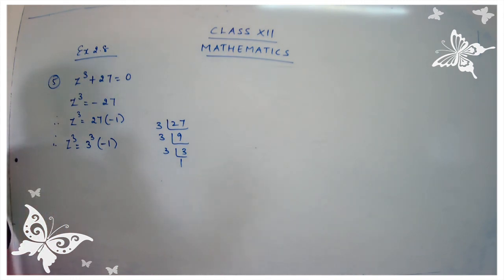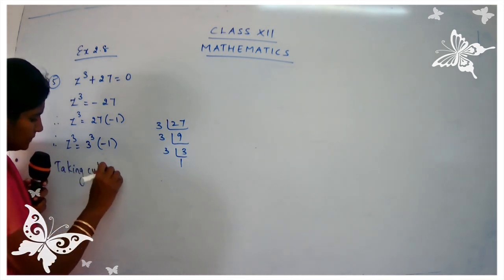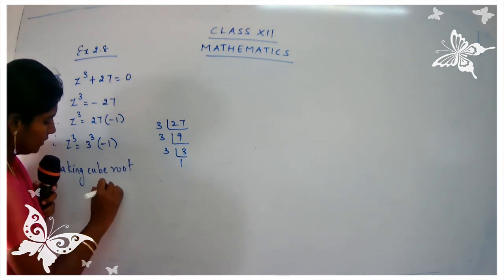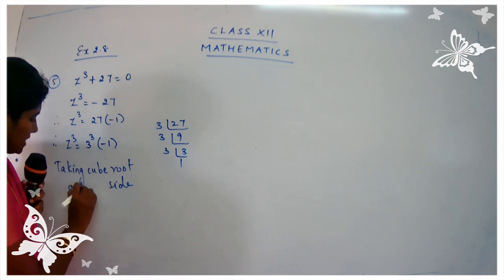If you have a square, then what do you do? You take square root on both the sides. In the same manner, instead of taking square root, we are going to follow cube root, because here you have z cube. Getting my point? So write down here, taking cube root on both sides.